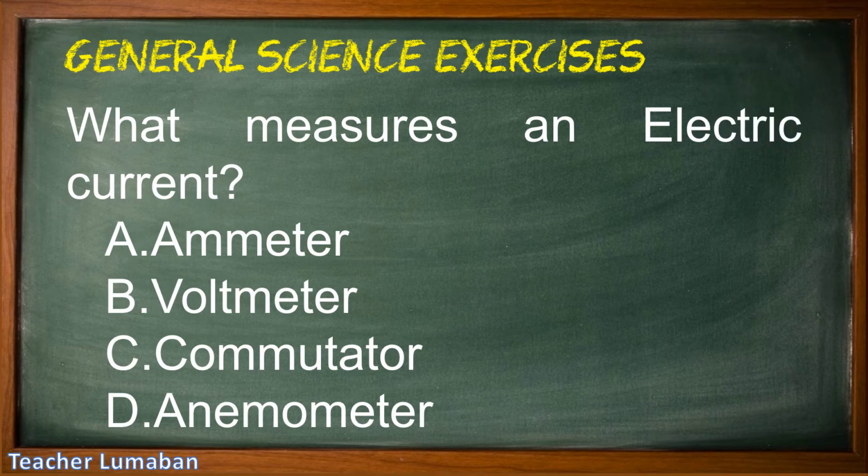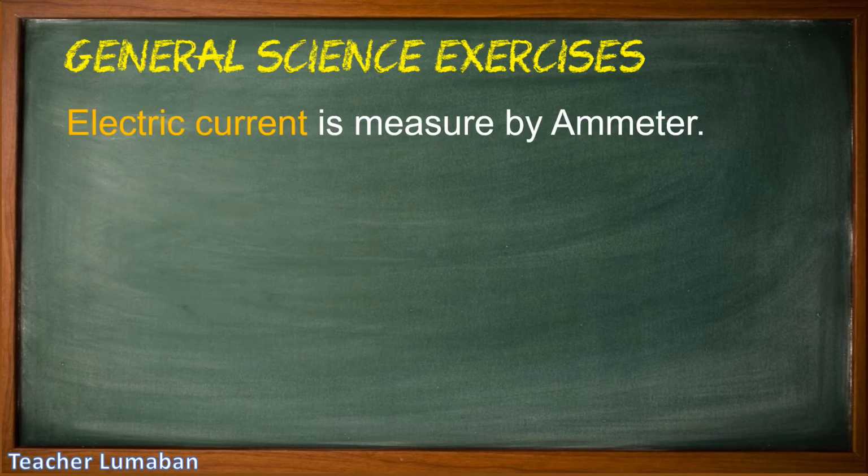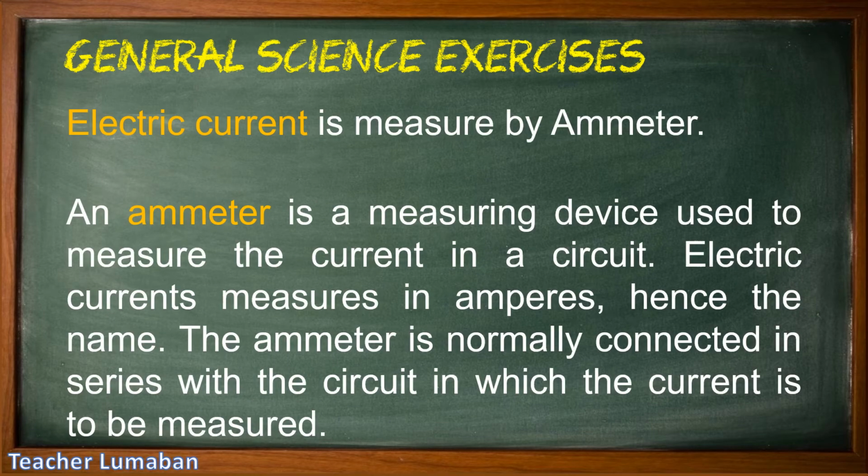The correct answer is letter A, ammeter. Electric current is measured by an ammeter. An ammeter is a measuring device used to measure the current in a circuit. Electric current is measured in amperes, hence the name. The ammeter is normally connected in series with the circuit in which the current is to be measured.